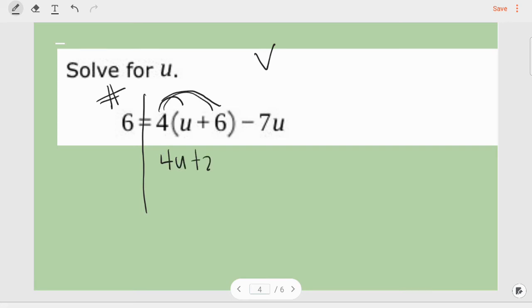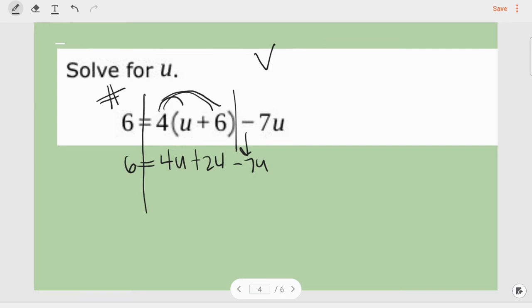4 times 6 is 24. And remember to stop multiplying right there, and I'm going to bring down negative 7u. I'm also going to bring down equals 6, so I have my entire equation in one line.